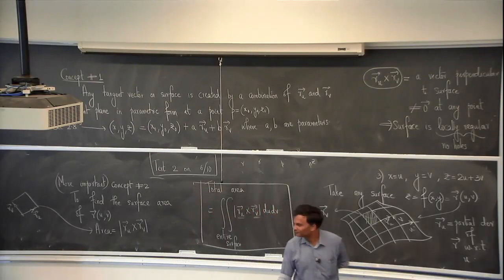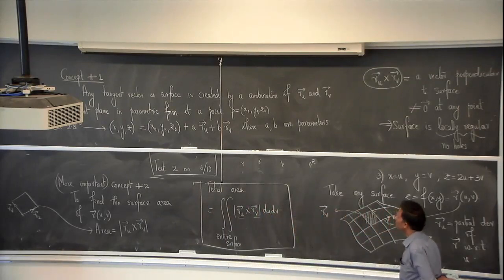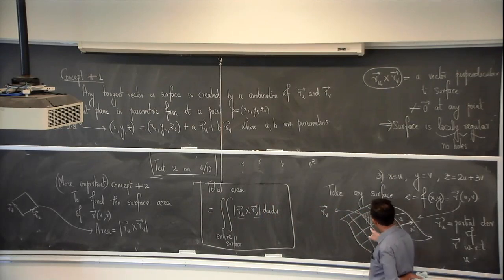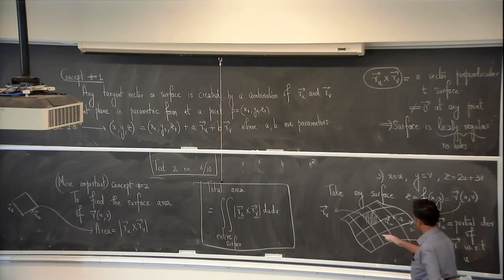Yep. So just to clarify, when you're taking the magnitude of that cross product, is that a constant or is that still a function of u? That's still a function of u and v. Okay. You're not doing it at any particular point, you're doing it for the entire surface. So there is a u range and there is a v range.